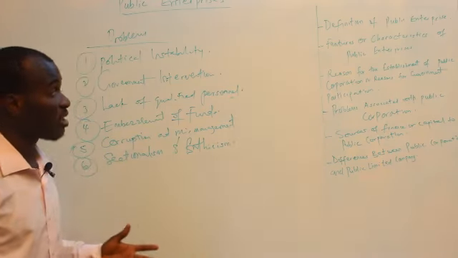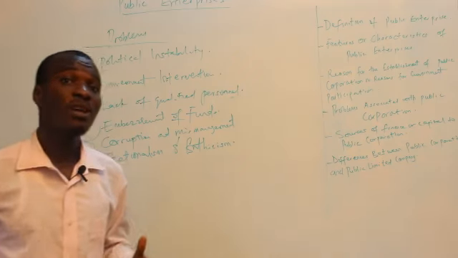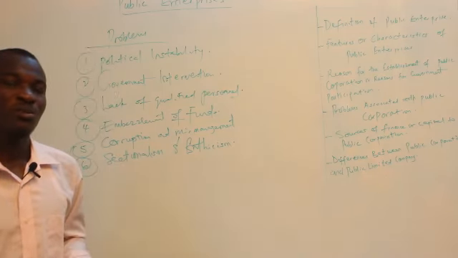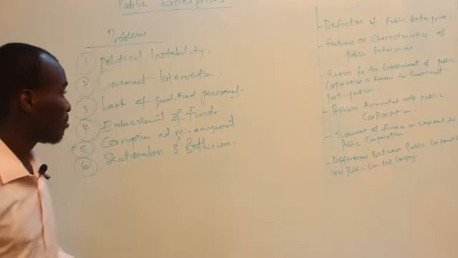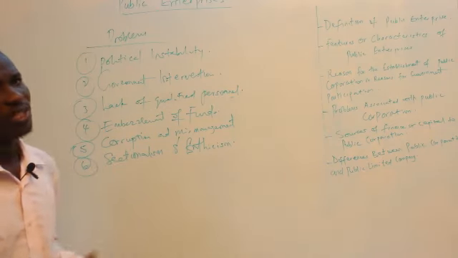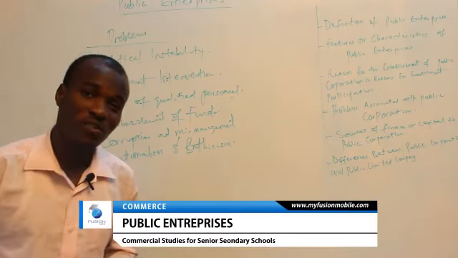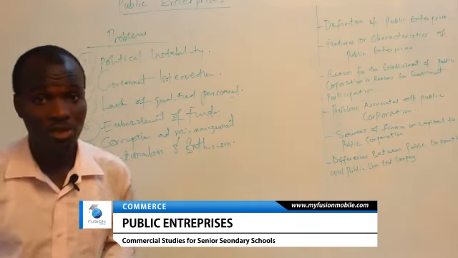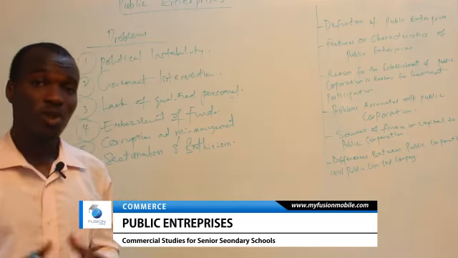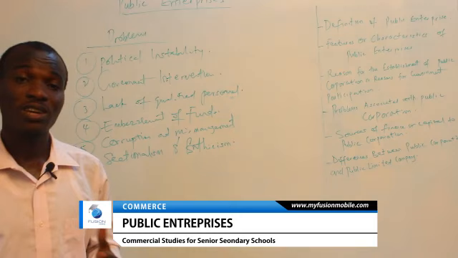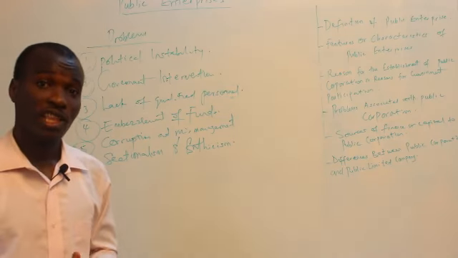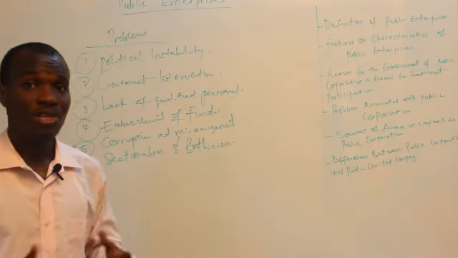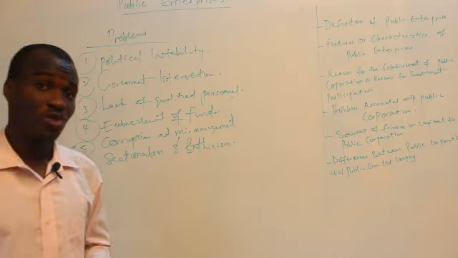Now the next thing is government intervention or government interference. Government interferes in the activities of public enterprises, and that is a major problem to the enterprises. Now, next is lack of qualified personnel. The success of an enterprise is determined by the caliber of management and personnel in the enterprise. The more qualified the personnel, the more efficient and effective such an organization will be. Majority of the public enterprises lack qualified personnel to manage their affairs, and that also serves as a problem.